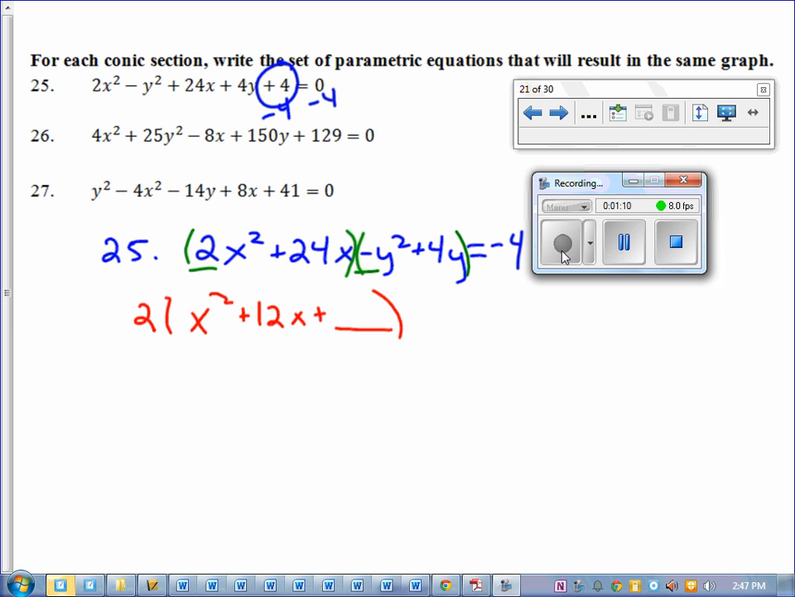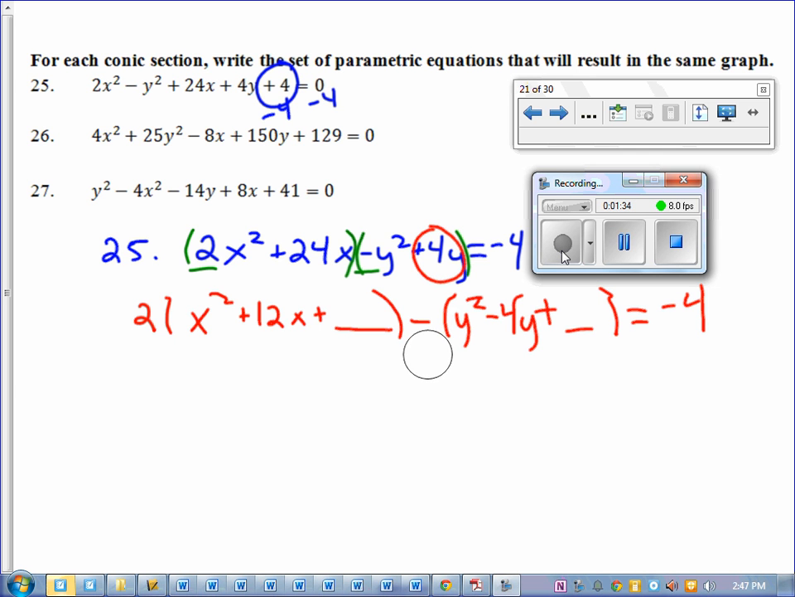For the y terms, we have a negative 1 coefficient. We can only complete the square if the coefficient is positive 1. So I'm going to factor out a negative 1 out of both terms, so also out of the 4y. 4y divided by negative 1 is negative 4y. And then same thing we've done for the x's, leave a blank. And this still equals negative 4.